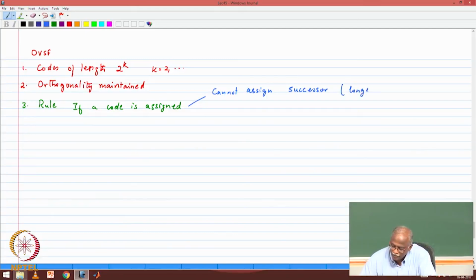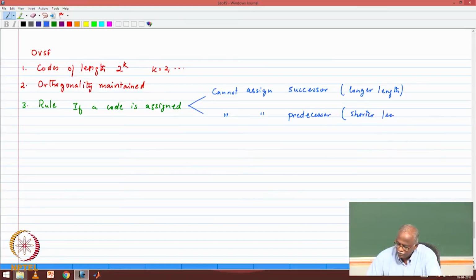A successor will have longer length, a predecessor will have shorter length, and you cannot assign a predecessor either, because both of them will violate orthogonality. A predecessor is a code of shorter length. So this is the basic rule. You can assign everything else. Any other code can be assigned.